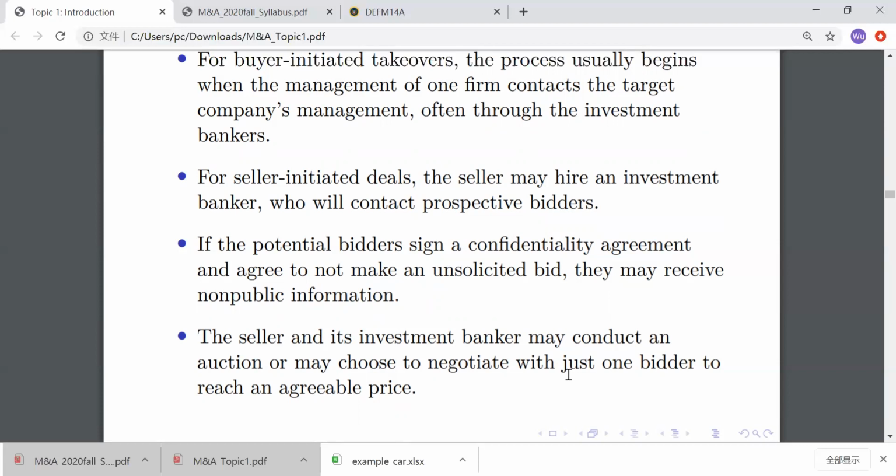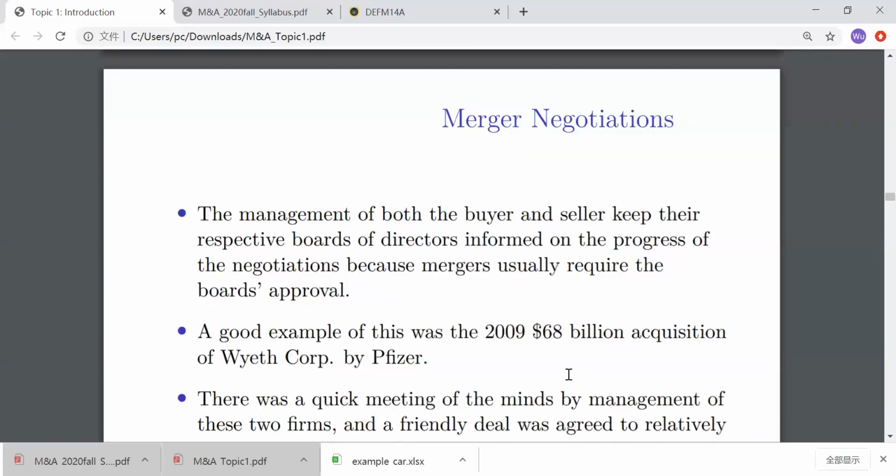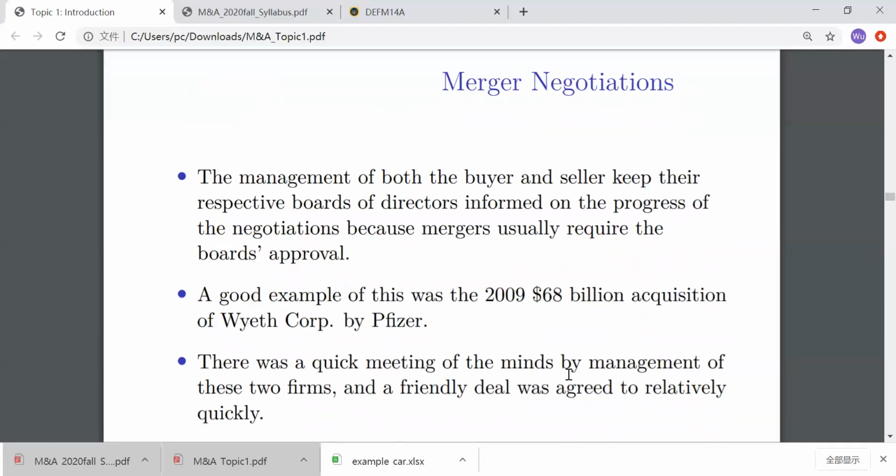And then after the bidding process, only one bidder wins. Winning means that they pay the highest price, right? And then the target finally will negotiate with just this one winning bidder coming out of the bidding process, and then reach a reasonable price, right? And this merger negotiation process typically takes rounds of negotiation, typically several months, right?